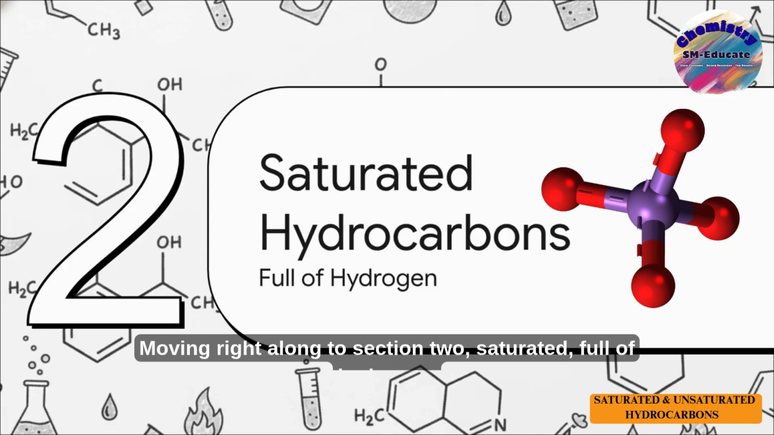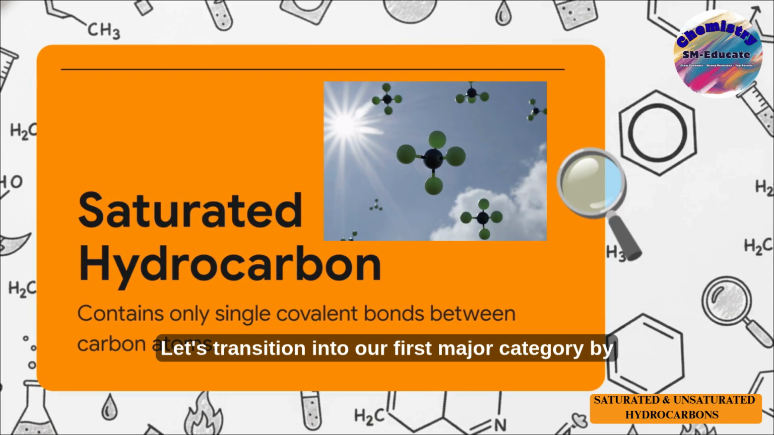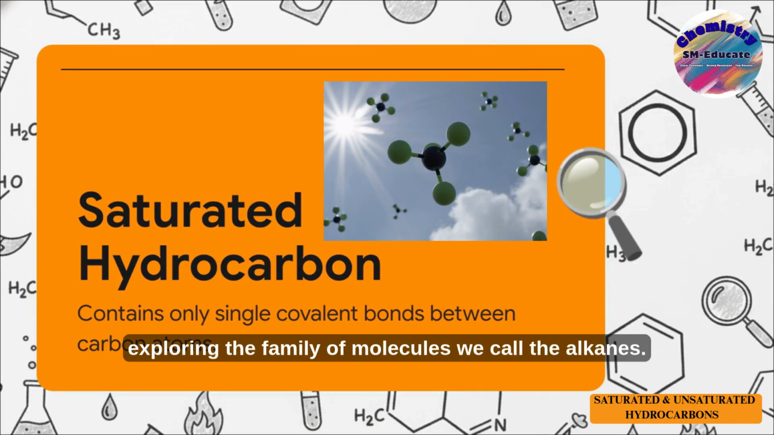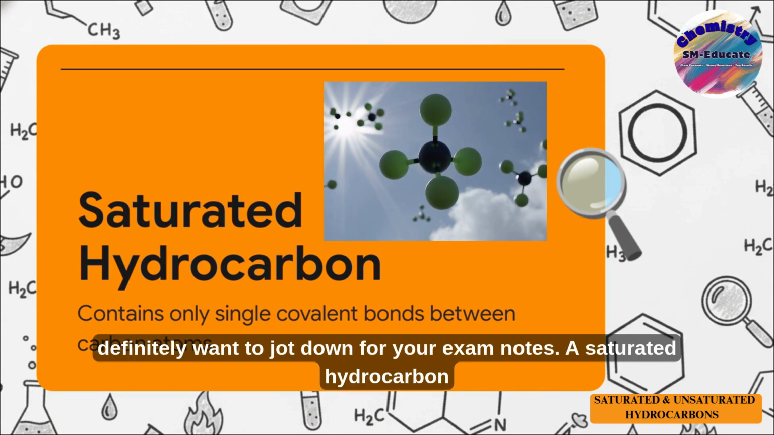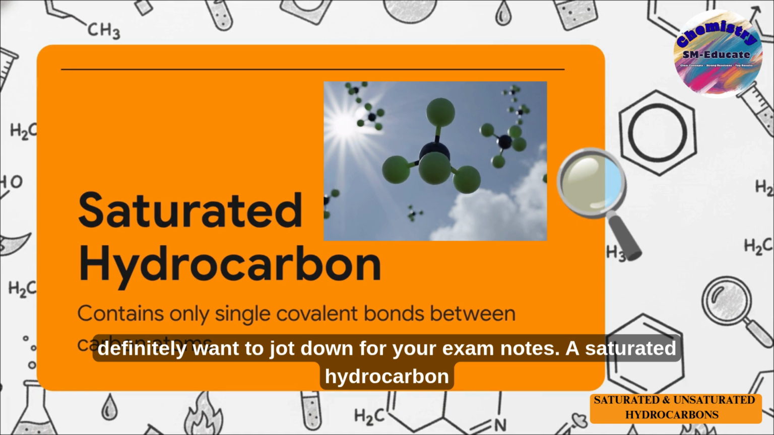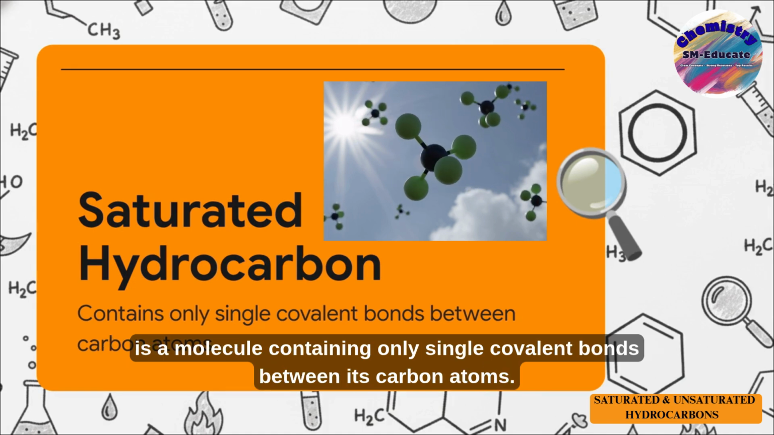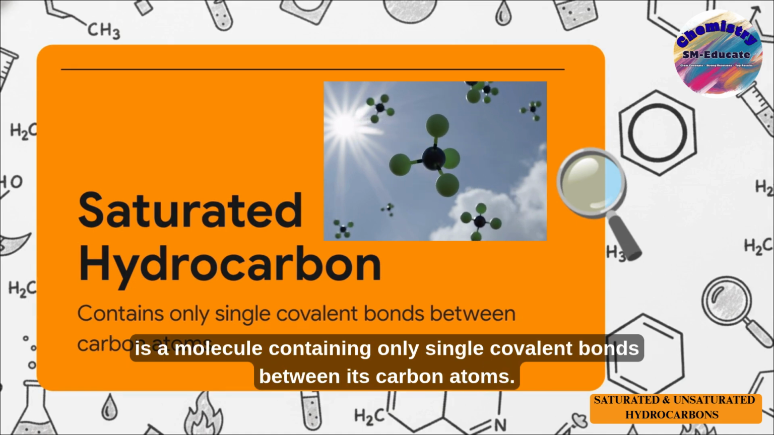Moving right along to section 2, saturated, full of hydrogen. Let's transition into our first major category by exploring the family of molecules we call the alkanes. Now, here's the formal definition you'll definitely want to jot down for your exam notes. A saturated hydrocarbon is a molecule containing only single covalent bonds between its carbon atoms.